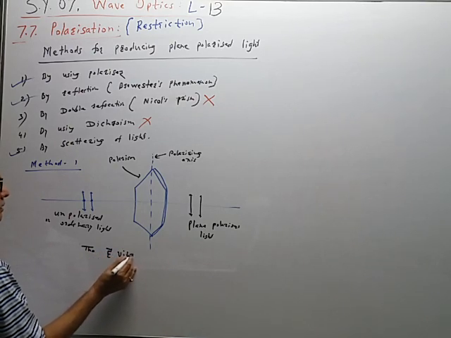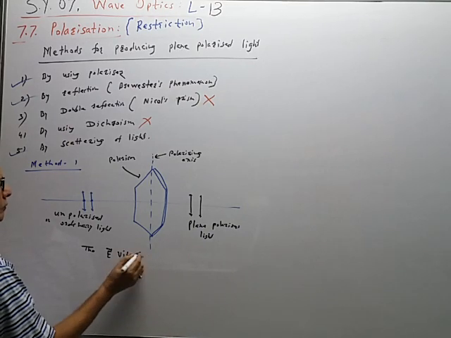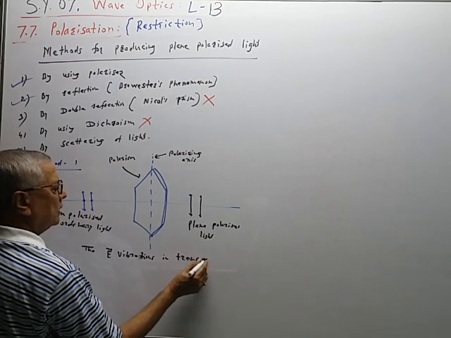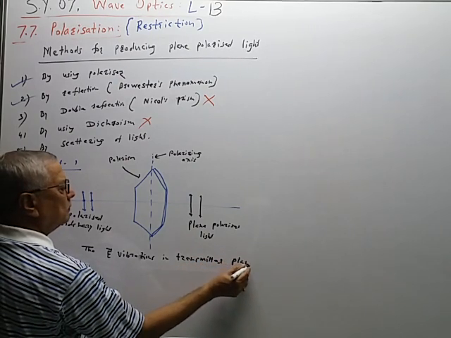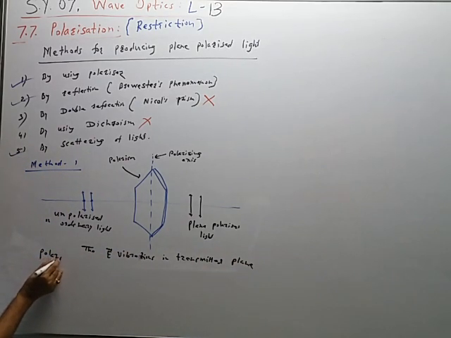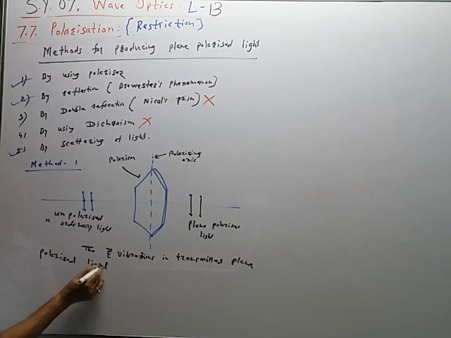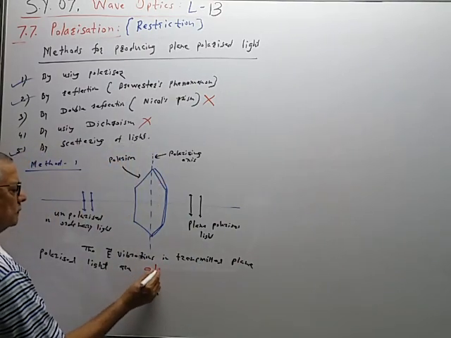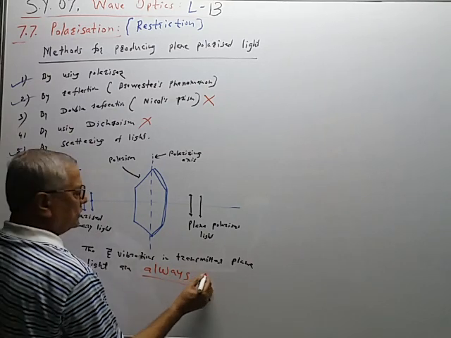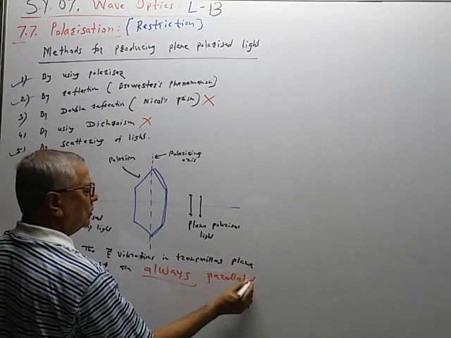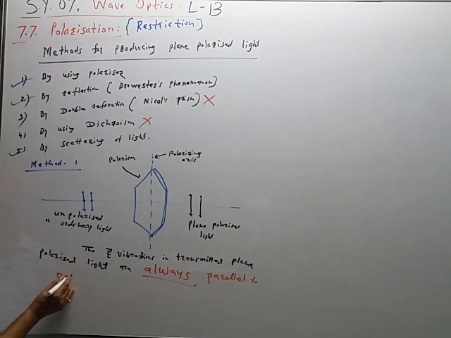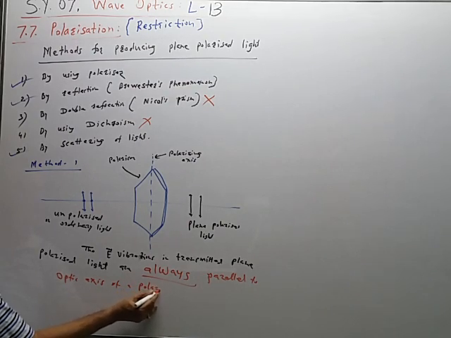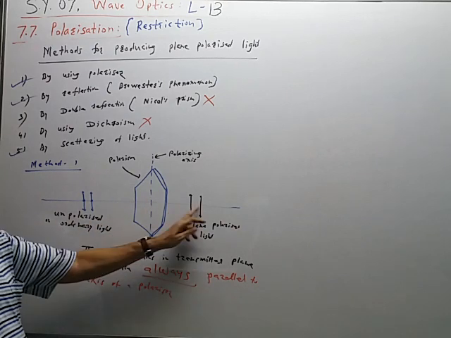So in this case, the E vibrations in transmitted plain polarized light are always parallel to the optic axis of a polarizer. These two are parallel to each other.